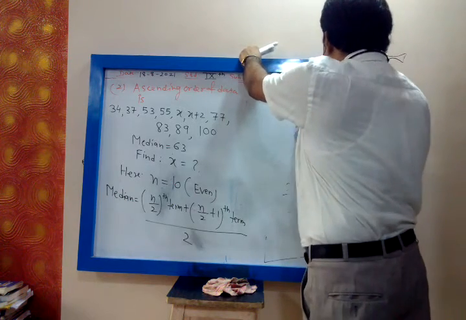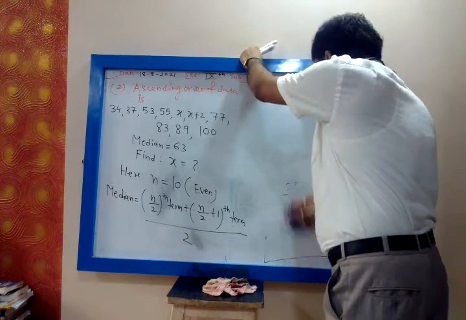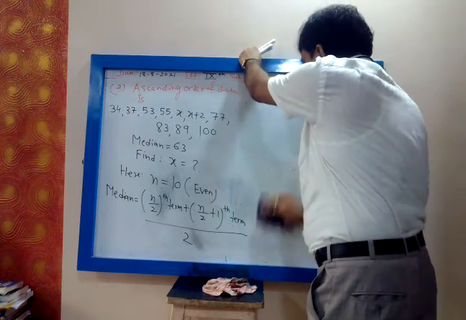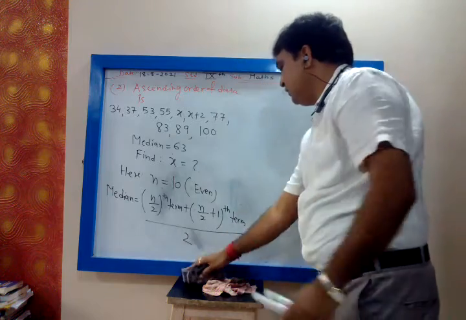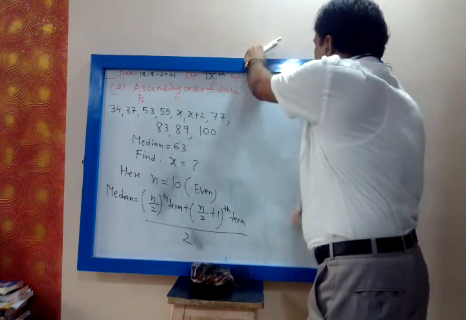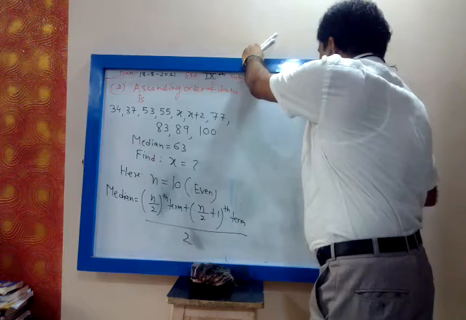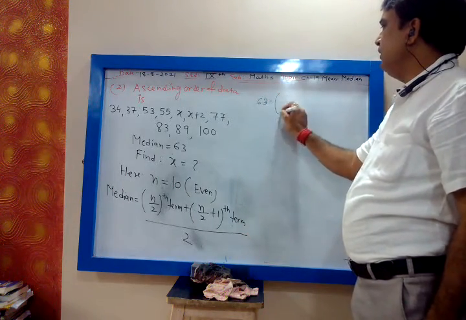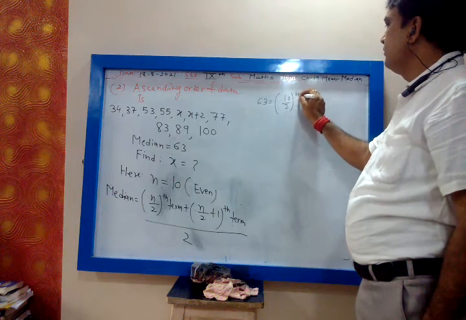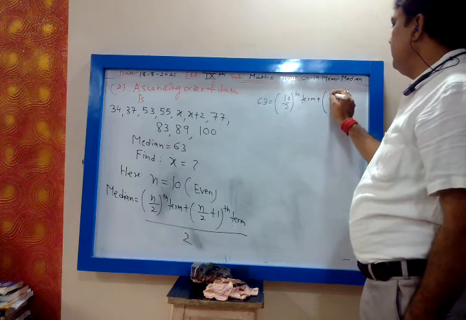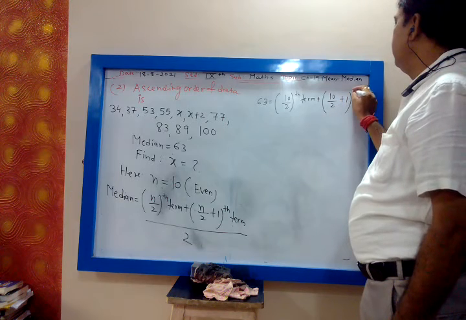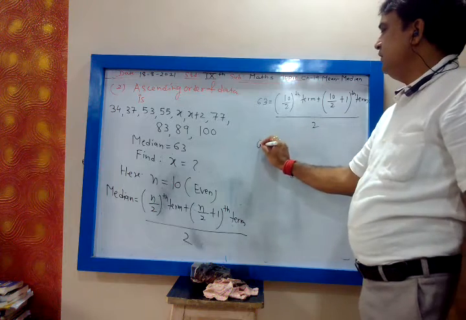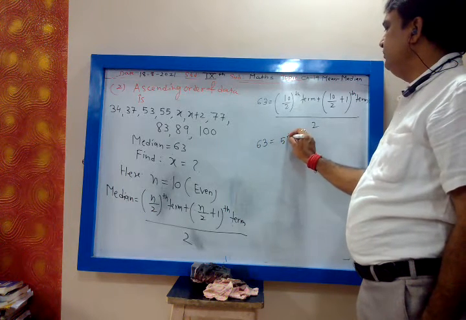Median value is already given to you, 63. So that value we substitute. Median value is given to us, that is 63. So 63 is equal to the n by 2th term, n is 10, that is 10 by 2th term, plus 10 by 2 plus 1th term, divided by 2. So n by 2 means the 5th term.